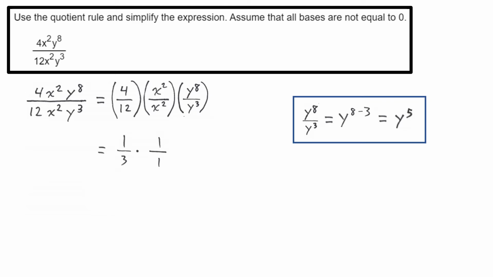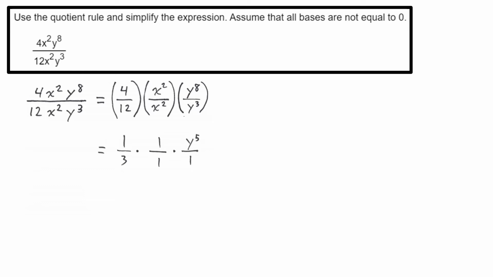When we go to write that back into our expression, we could just write y to the 5th, but again, I'm going to write it as y to the 5th over 1 to make our simplification clearer. Because now, up top, we multiply 1 times y to the 5th, which gives us y to the 5th, and on the bottom, 3 times 1 is 3. And that's our final answer.